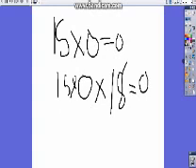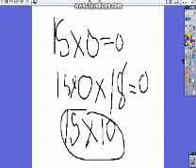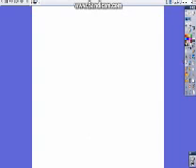But that doesn't include if you multiply like this. If you multiply 15 times 10, it has a 0 in it, but it just isn't 0 by itself. So it wouldn't be 0. 15 times 10 would not equal 0. This would equal 150. I'll tell you that later, but now we're going to go back to multiplying by ones.